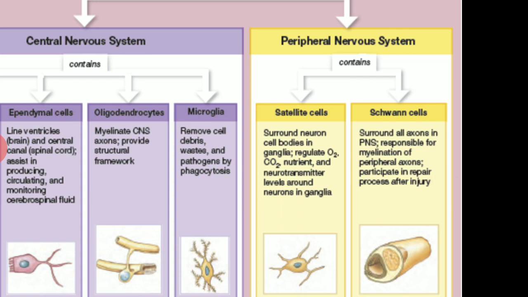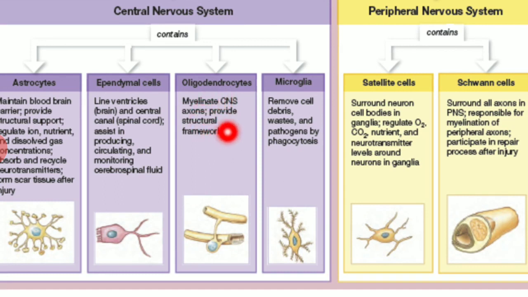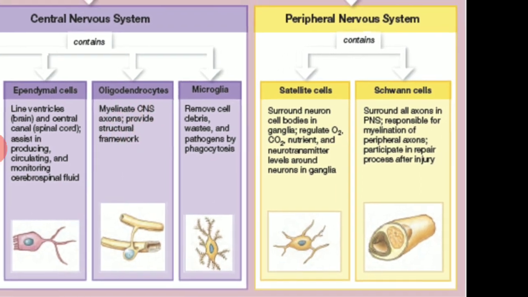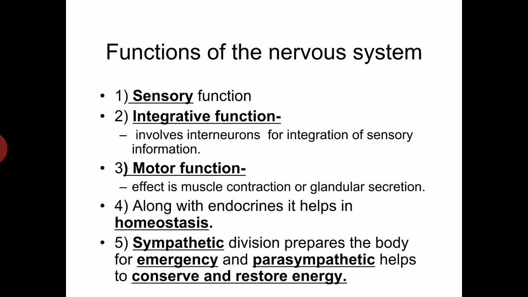In short, oligodendrocytes form myelination around axons of the central nervous system, and Schwann cells provide myelination around peripheral axons. Now, functions of the nervous system: sensory function, integrative function, motor function, homeostasis, and the sympathetic and parasympathetic nervous system.